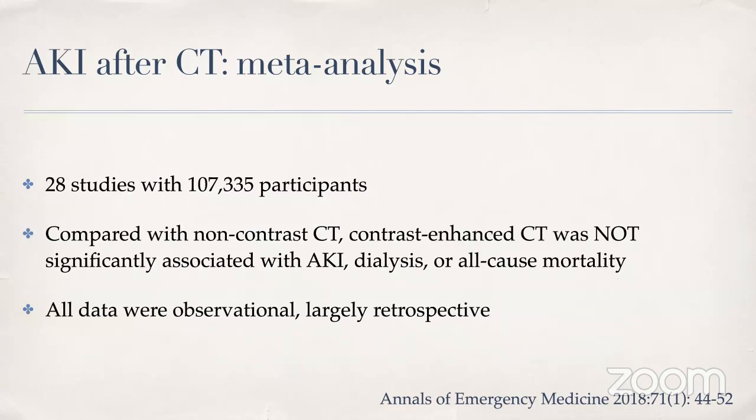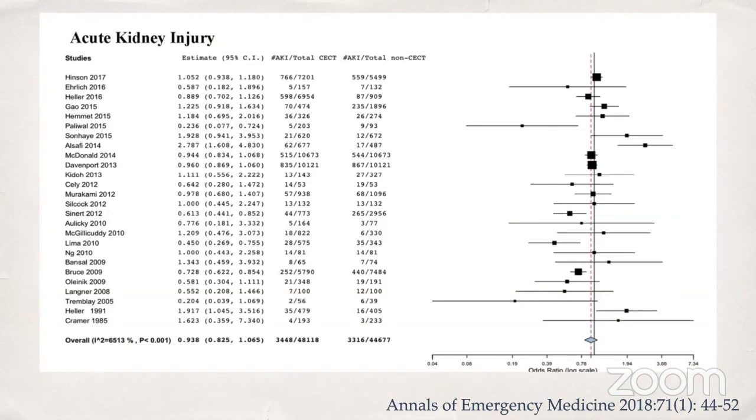Another study from our colleagues in the emergency department looked at, again, a meta-analysis, pooling 28 studies and over 100,000 participants, and said again, contrast administration was not associated significantly with acute kidney injury, dialysis, or all-cause mortality. This is the forest plot from that study, which again, we're getting a larger and larger number of studies that are basically coming up with the same conclusion. The odds ratio of getting acute kidney injury after getting contrast does not seem to be increased when compared to populations of patients who were not given contrast.